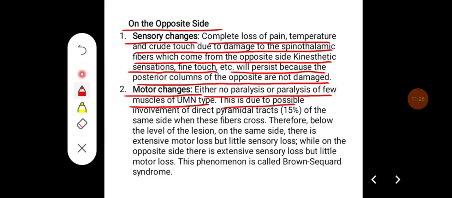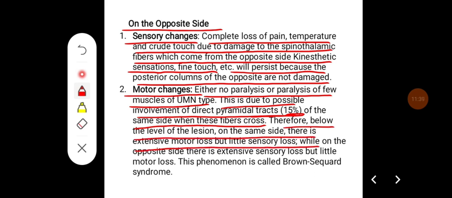This is due to the possible involvement of direct pyramidal tract, that is 15% of the same side when these fibers cross. Therefore, below the level of lesion on the same side, there is extensive motor loss but little sensory loss, while on the opposite side there is extensive sensory loss but little motor loss, and this phenomenon is called Brown-Sequard syndrome.